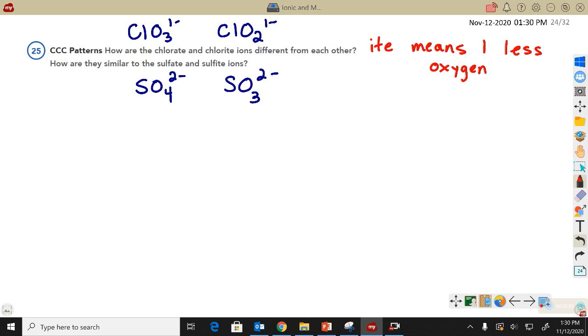How are they similar to the sulfate and sulfite ions? Well, gosh, I would say the same thing, right? That the ITE always means 1 less oxygen. But maybe we'll make a little note too that the charge stays the same. So between chlorate and chlorite, they're both 1 minus or minus 1. Sulfate and sulfite, same charge. The ITE ending just means 1 less oxygen.